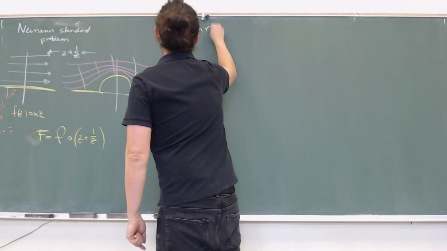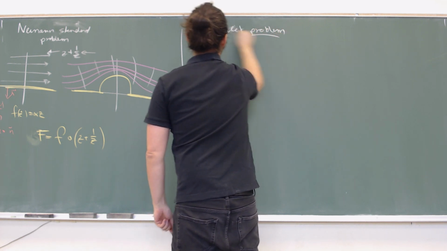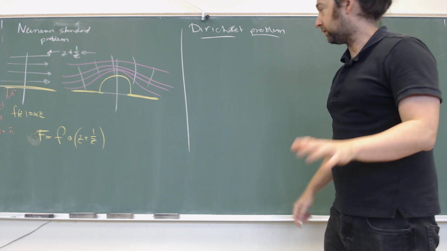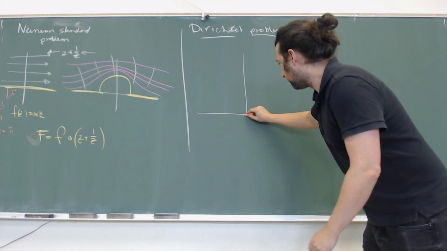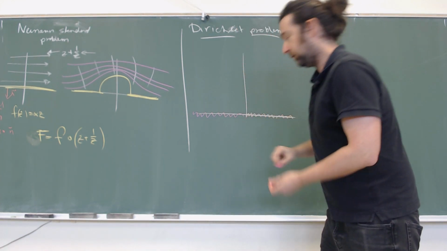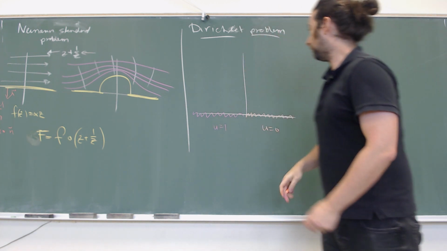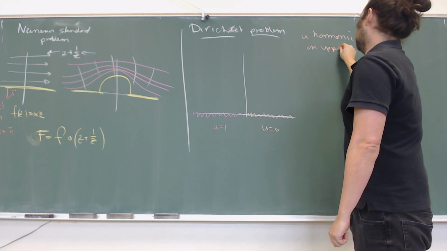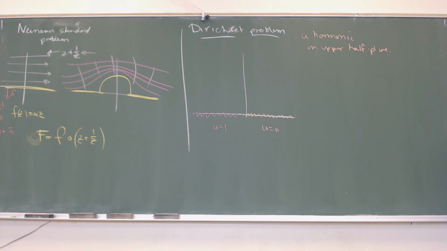So here's our Dirichlet problem. What we're going to be looking for is a function that's harmonic on the upper half plane and satisfies this set of boundary conditions. We're going to cut the real axis up into two pieces, and we want u equal to 0 on this side, and u equal to 1 over here. We're seeking a u harmonic on the upper half plane. There are many solutions to this problem.